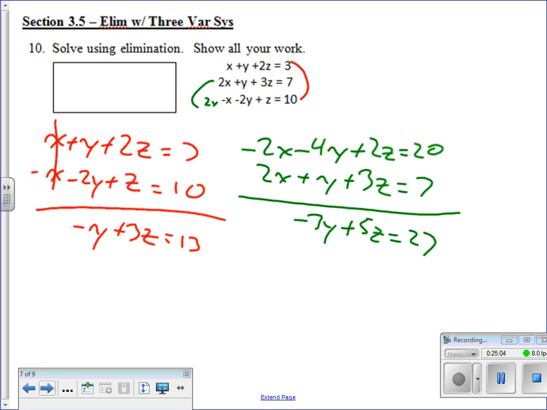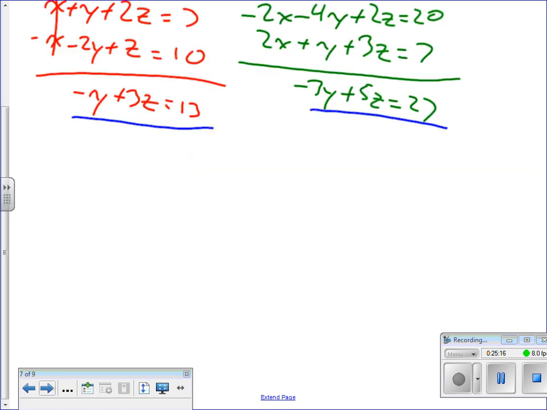Good to see it again anyways. Okay. So now I've taken it down to 2 equations and 2 variables. That's my new system. Okay. Negative y plus 3z equals 13. Negative 3y plus 5z equals 27.